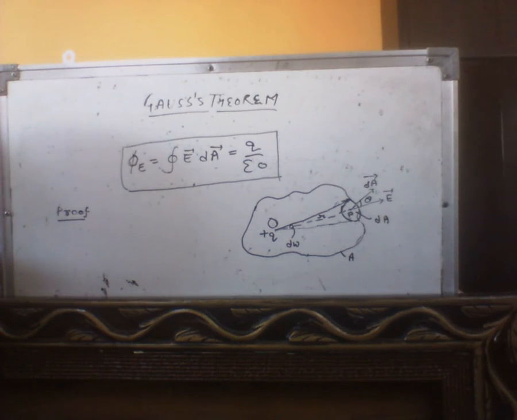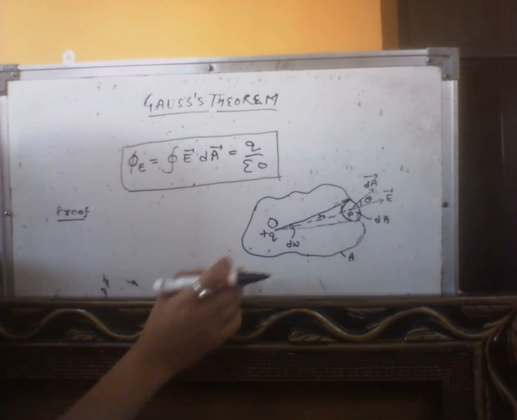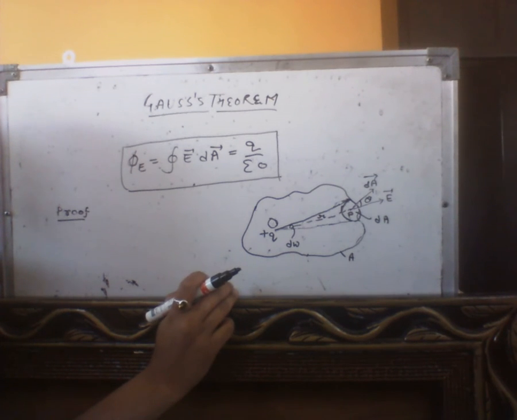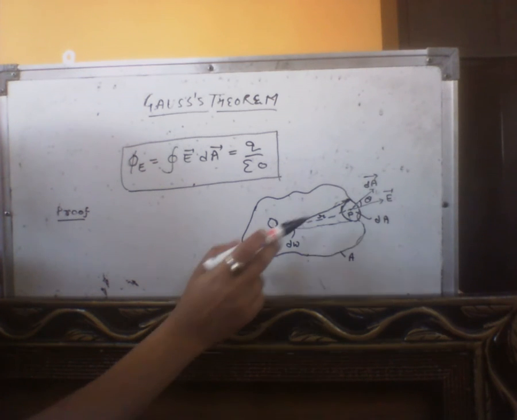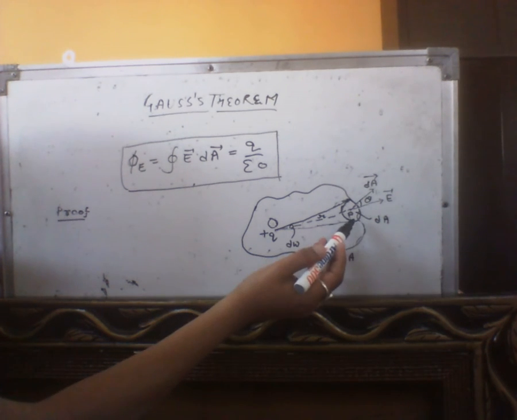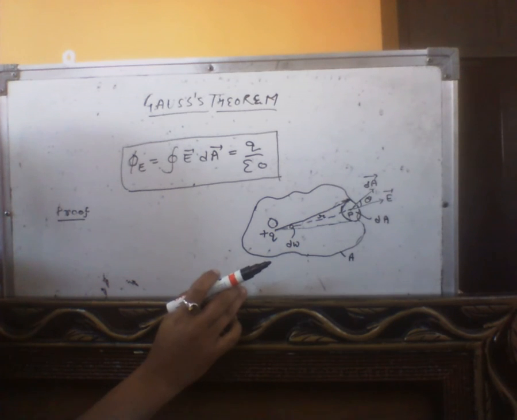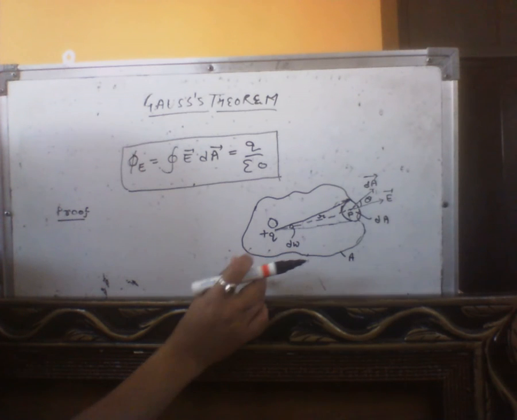Now we are going to prove this Gauss law. For this I have made a diagram here in which we are considering a positive charge plus q, which is situated at O inside a closed surface A. Let there be a point P on the surface of this area, and the area element. The distance of P from O is r, or OP is equal to r.